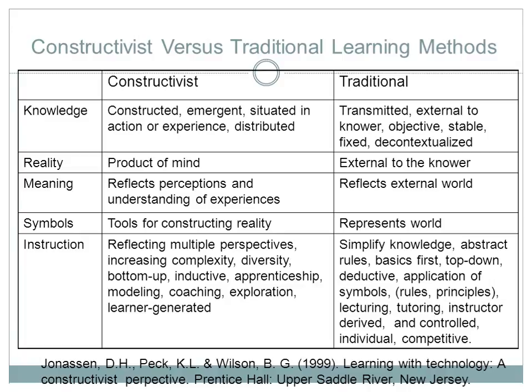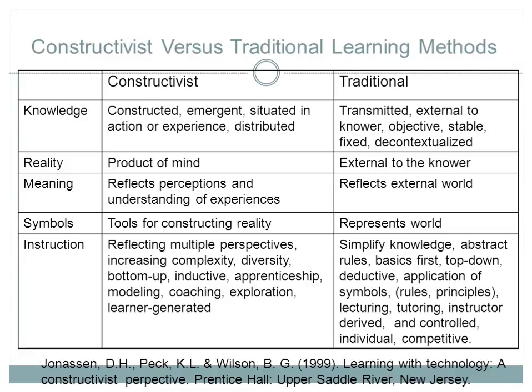When we look at constructivist versus traditional learning methods, in the constructivist method, again, knowledge is constructed, it's emergent, it's situated in action or experience, and it's distributed. In the traditional learning method, knowledge is transmitted, it's external to the knower. It's objective, stable, fixed, it's decontextualized. I can tell you what you need to know, so to speak. The constructivist views reality as a product of the mind. And traditional learning methods view reality as more external to the knower.